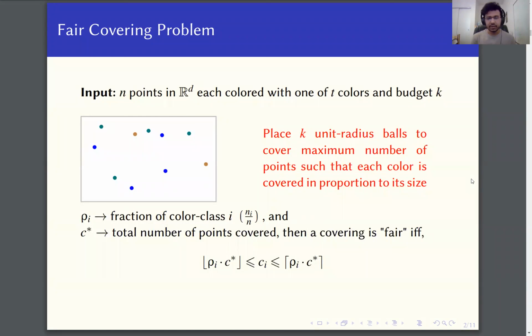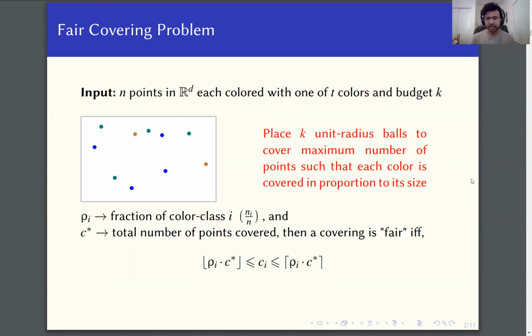Formally, if rho i is the fraction of color class i, that is, points of color i divided by total points in the input, and C star is the total number of points covered by some covering, then we say that the covering is fair if and only if the ratio of the number of points covered for color i to the total number of points covered, that is Ci by C, is equal to rho i. Among all coverings with k unit radius balls, we are looking for a fair covering which has the maximum number of points.